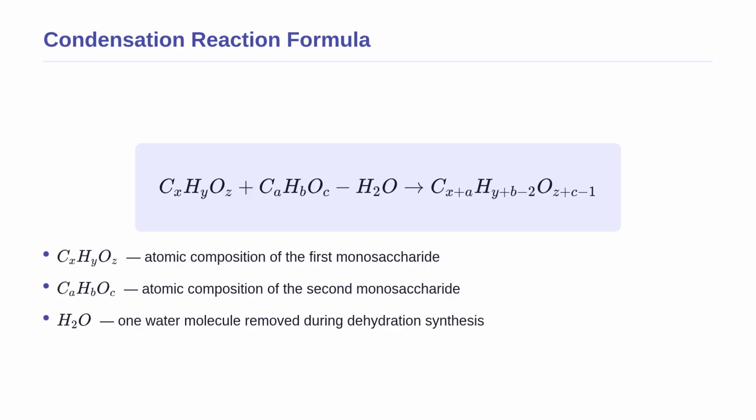The minus H2O signifies the crucial removal of one water molecule, consisting of 2 hydrogens and 1 oxygen, during the bonding process. Finally, the arrow indicates the chemical transformation into the final disaccharide product on the right side. If more sugars join, more water molecules are subtracted for every new bond formed.